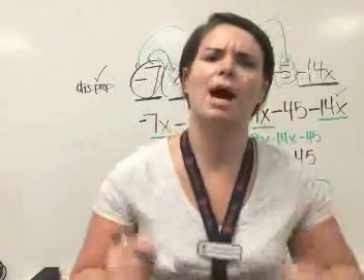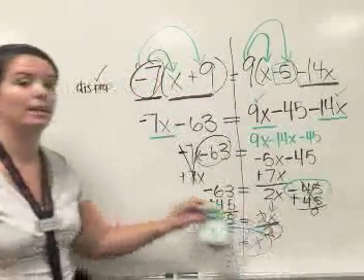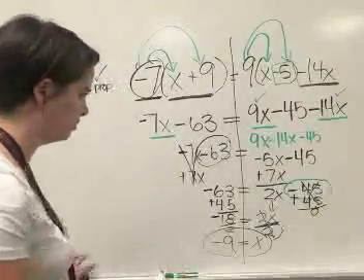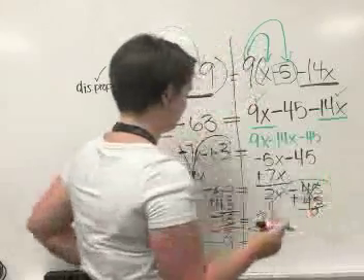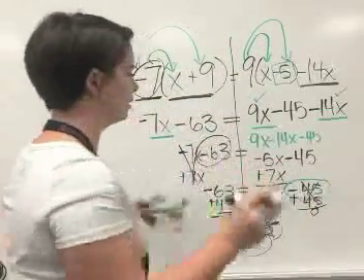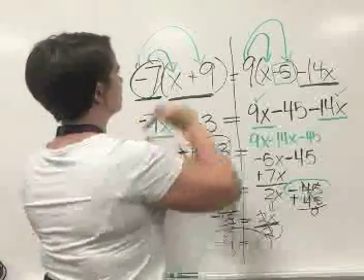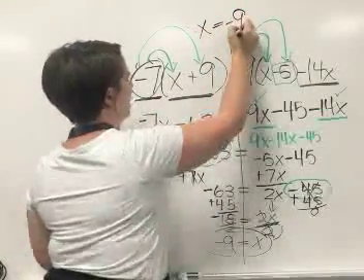What is my final step though? Did I check my work? I have not checked my work yet. Okay. How am I going to check my work? Actually, I'm going to erase this and then I'm going to solve it. So x equals -9.